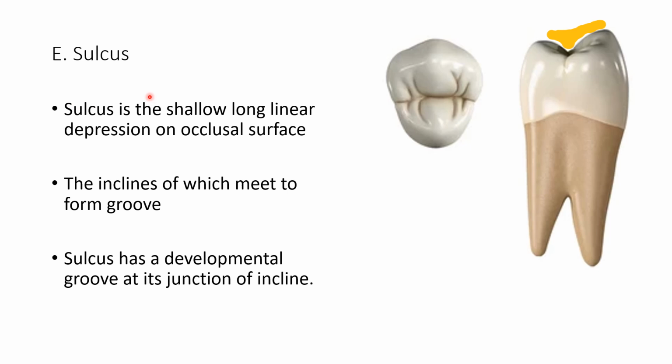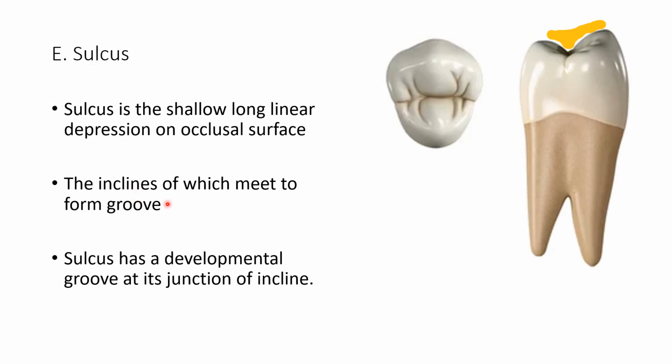Sulcus area now. Sulcus is a shallow depression, again in the linear form. It's a shallow linear depression on the occlusal surface. So this is shallow but linear. It runs from this to this area, again along with the groove. That is why they are known as sulcus.